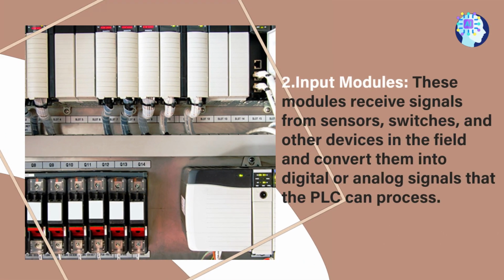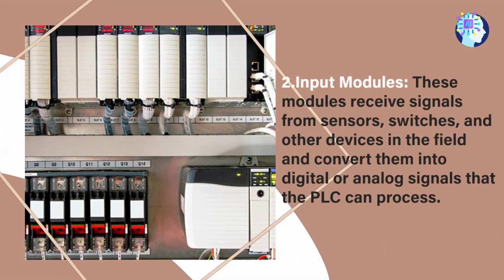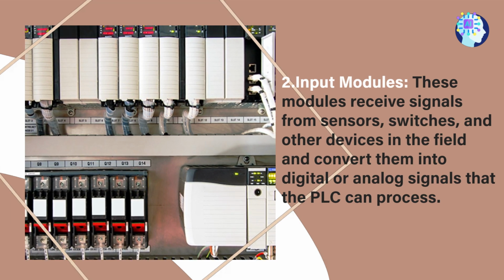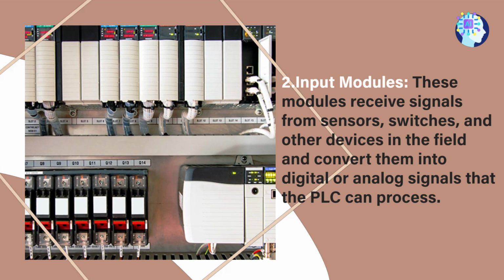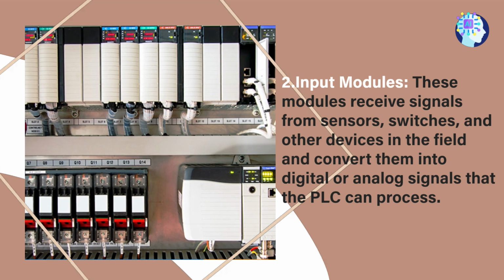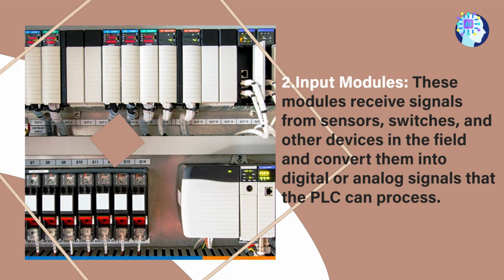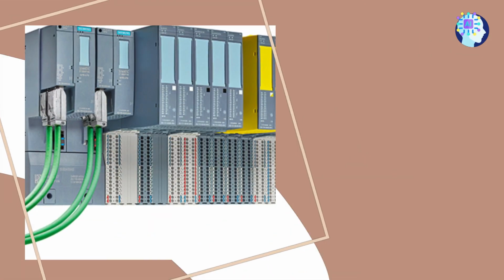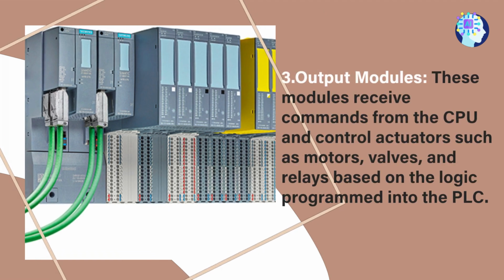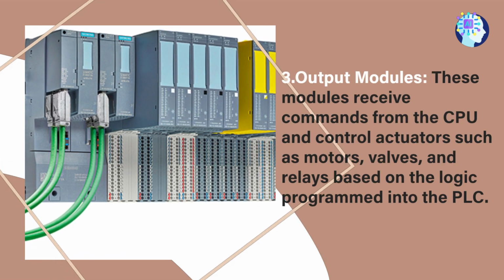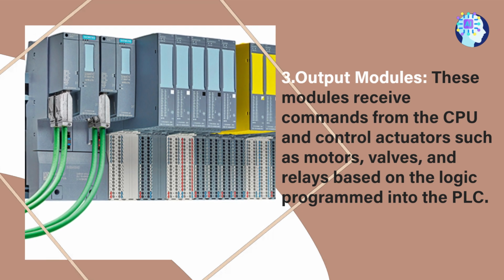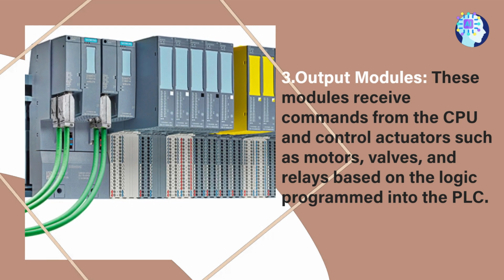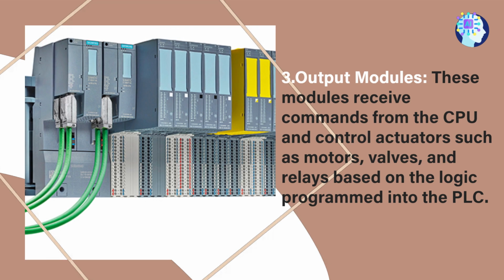2. Input modules. These modules receive signals from sensors, switches, and other devices in the field and convert them into digital or analog signals that the PLC can process. 3. Output modules. These modules receive commands from the CPU and control actuators such as motors, valves, and relays based on the logic programmed into the PLC.